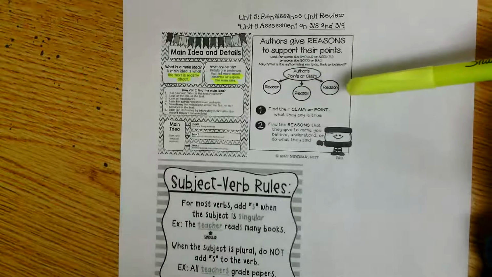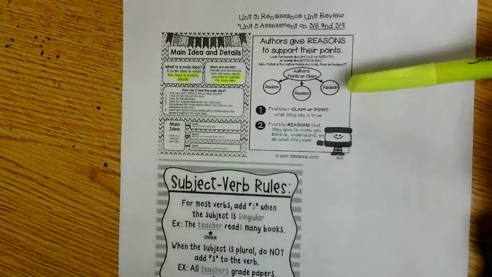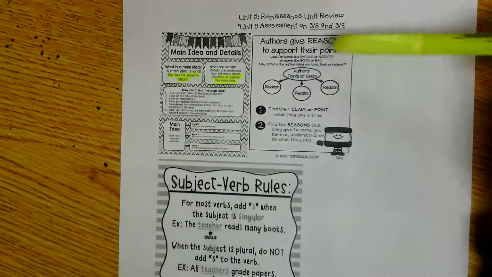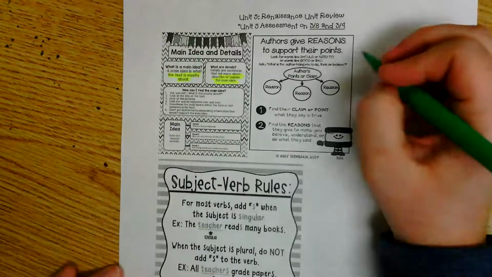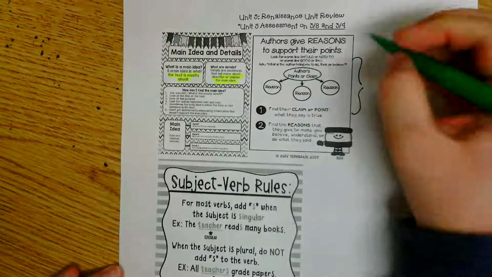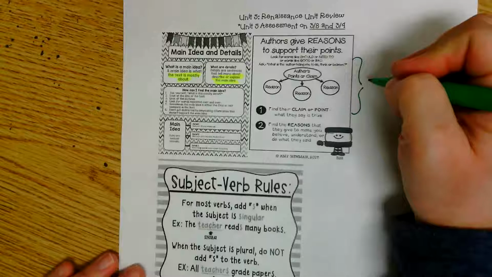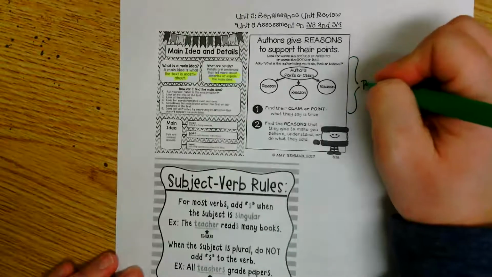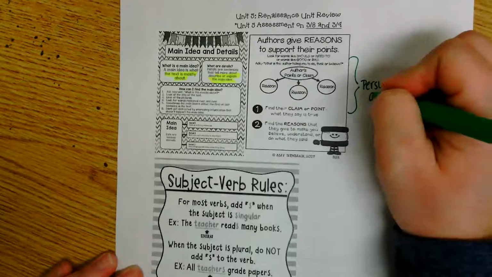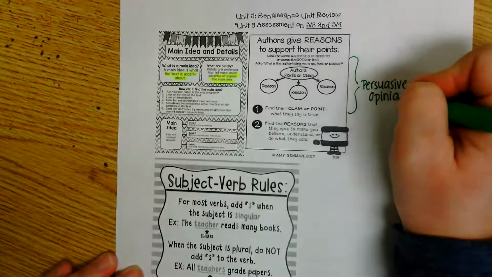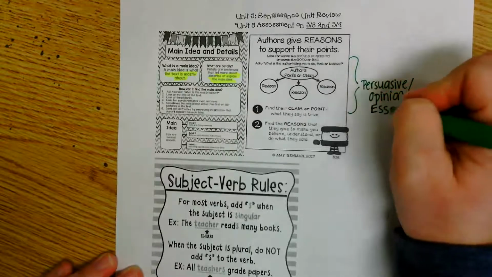So think back to when we wrote persuasive essays. So this is an essay where you give your opinion, and you have to back up your opinion with reasons why you feel that way, and evidence that supports your reason. So author's reasons is the same thing as a persuasive essay, an opinion essay. Think about it like that. So when you think author's reasons and evidence, I want you to think persuasive opinion essay, just like what we've written in class before.